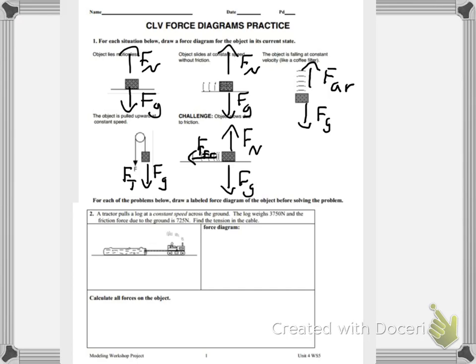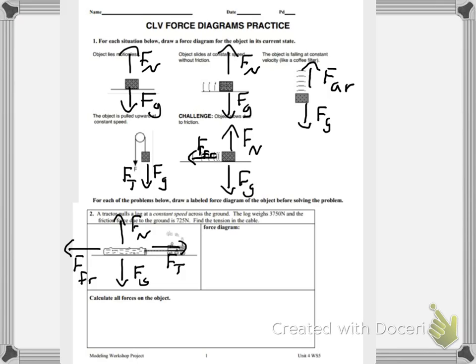So now number 2, tractor pulling a log at a constant speed. Log weighs 3,750 newtons and the friction force due to the ground is 725 newtons. Find the tension in the cable. So first we'll start off, we'll draw the force diagram right on the log here. We've got force due to gravity. We've got normal force. Then we have friction. And we have tension.